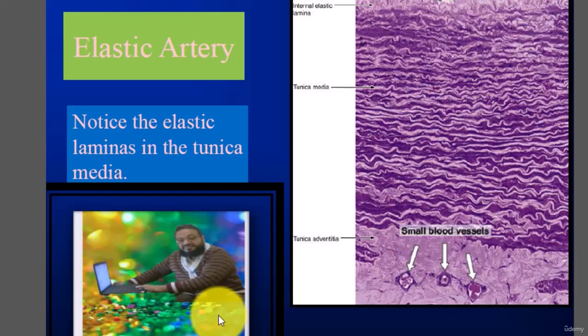The circulatory system, the histology of the circulatory system. Elastic artery: notice the elastic lamina in the tunica media. Elastic lamina. Tunica adventitia, small blood vessels. This is the internal elastic lamina. This is the endothelium from inside.